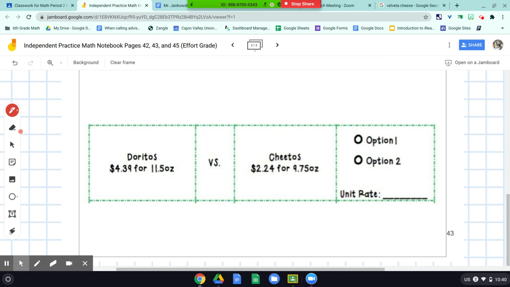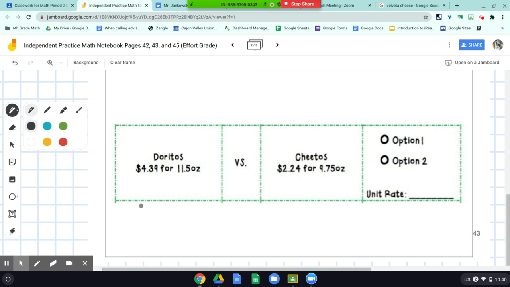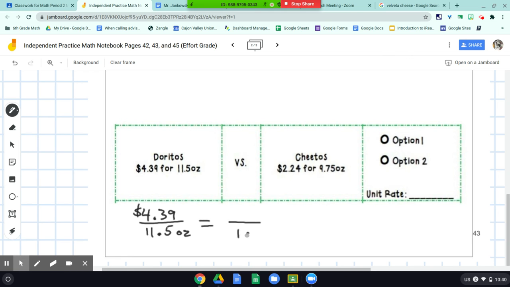So let's take a look comparing these two items and see which one has a better unit cost, or unit rate, or even unit price per ounce. So we're going to take $4.39 divided by 11 and 5/10 ounces for the Doritos. How much is that for 1 ounce of Doritos? And I'll make that variable X here.